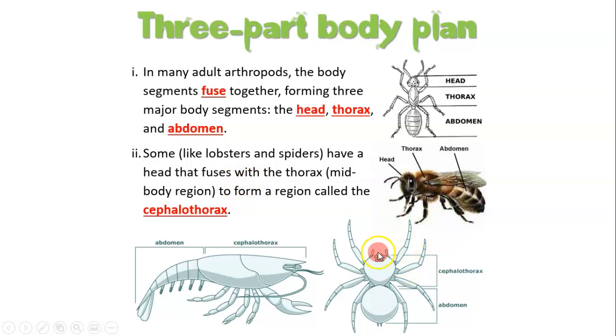And you can see that in this spider diagram down here at the bottom right-hand corner. So you really only see two segments. The head with the eyes right here is fused with the thorax into one segment called the cephalothorax, and then there's the abdomen. Here in this little lobster-like guy, same thing. The head and the thorax are fused together, forming one region that we call the cephalothorax.